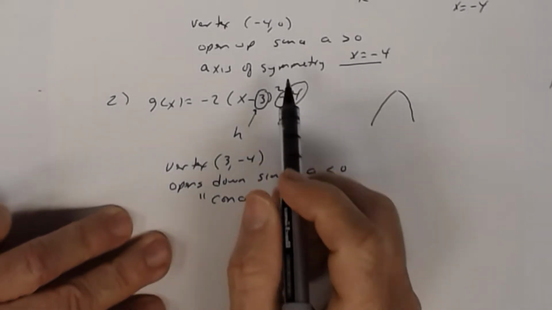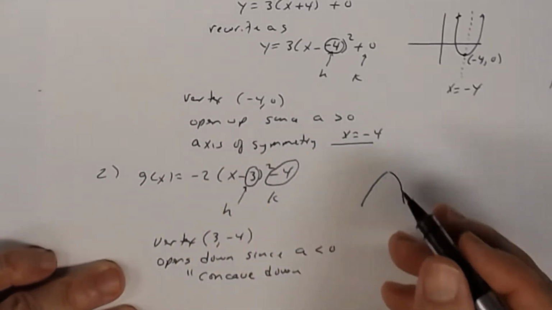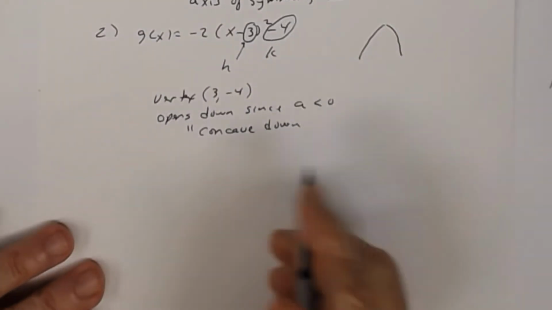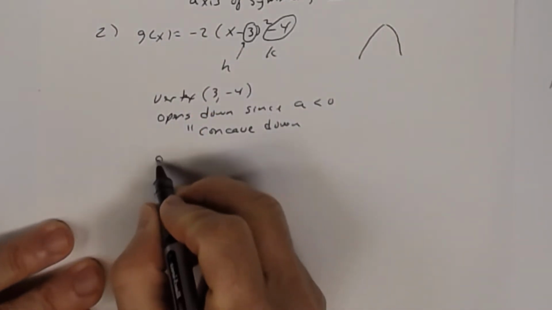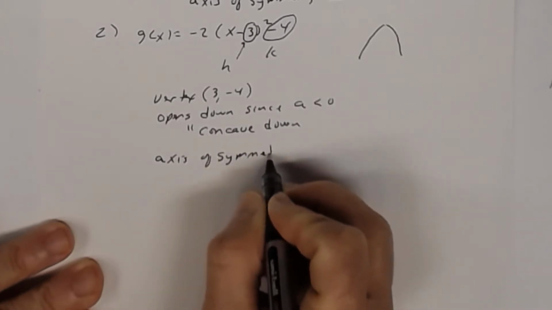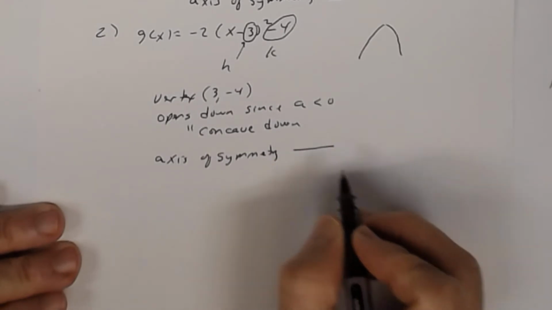All right, and over here you could have said concave up, concave up. So open up, concave up, same thing. Okay? All right, now the axis of symmetry. Remember, the axis of symmetry, you have to state the equation. Just don't put a number here.